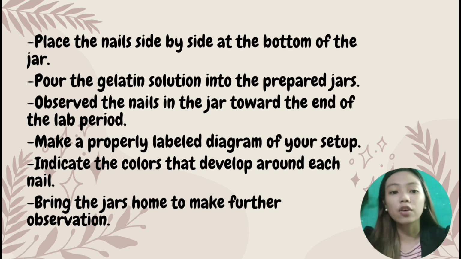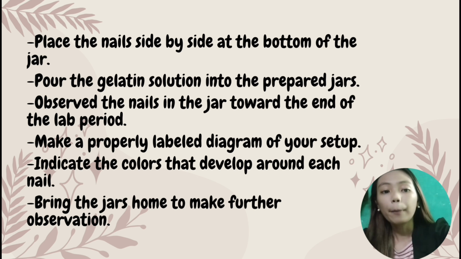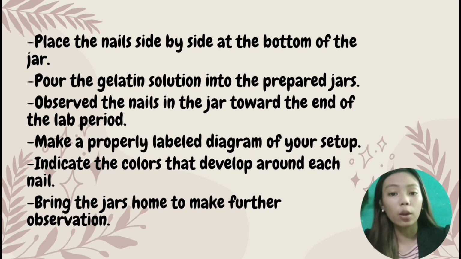During the experiment, we are expected to observe the nails in the jar toward the end of the lab period. Make a properly labeled diagram of your setup and indicate the colors that develop around each nail. This is one of the important things we must do to avoid problems with our experiment. Bring the jars home to make further observations, but this will only apply to those in an in-person lab experiment.